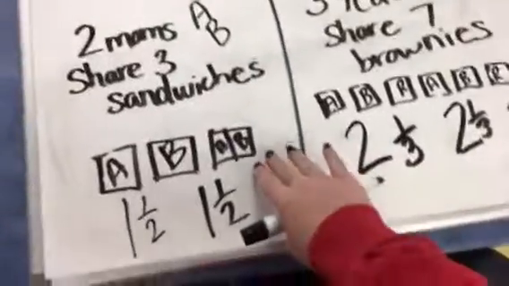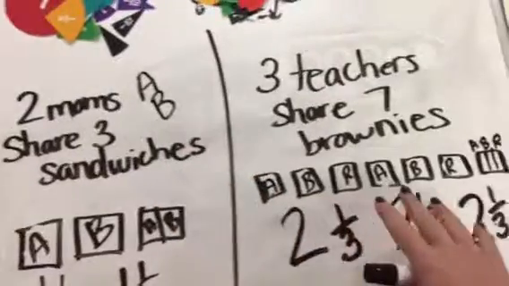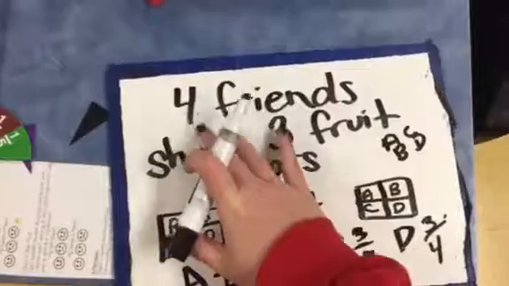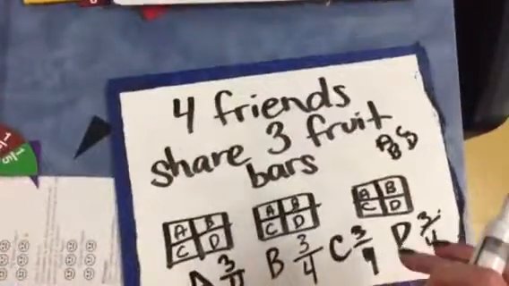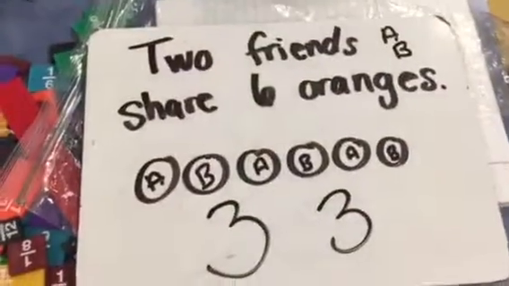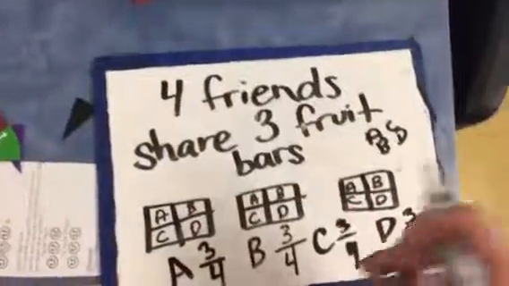All right, guys, we just worked on sharing problems. We used fractions whenever they didn't work out nicely. So when our moms didn't have an even amount of sandwiches, we split it in half for 2 moms. When the teachers didn't have the right number of brownies, we split it in thirds for 3 teachers. And when our friends only had 3 fruit bars, we split it in fourths for our 4 friends. Whenever you are sharing and it doesn't work out nice and even, like our oranges worked out great, you can always split your wholes into how many people you're dividing between to make it fair.